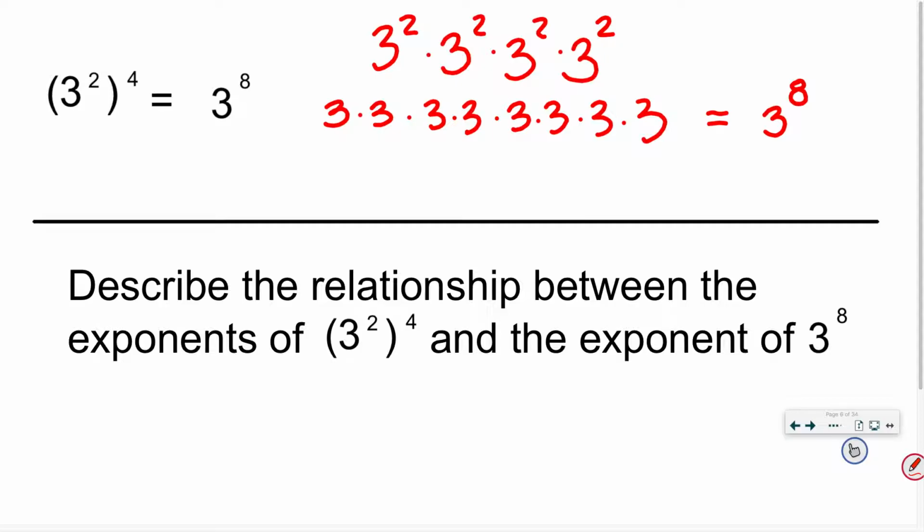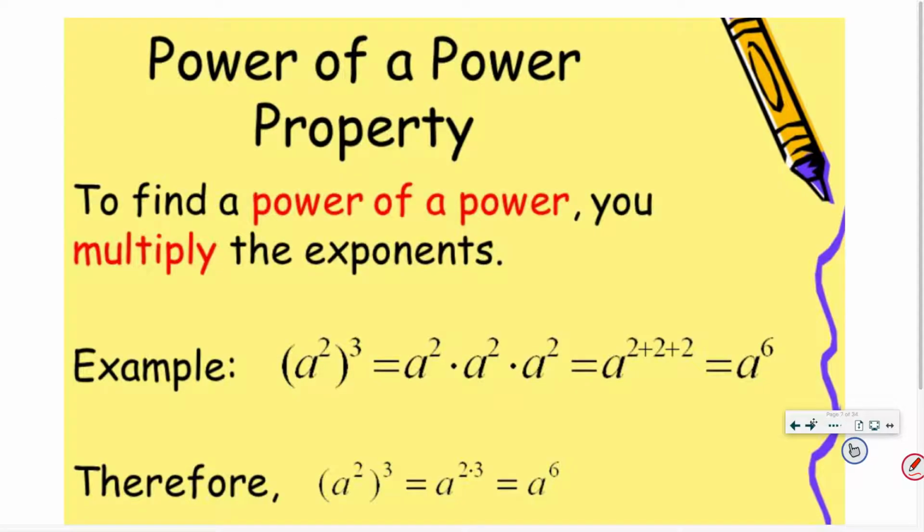So what rule might you come up with now based on the example that we went through? If I'm multiplying a number and raising it to a power, what does it look like we could do? You're multiplying the exponents. Yeah, we could actually multiply the exponents. This is called the power of a power property. So you may also see it called power to a power.